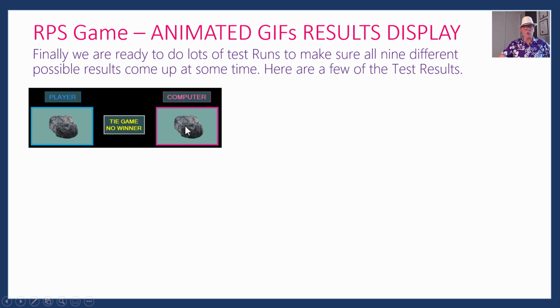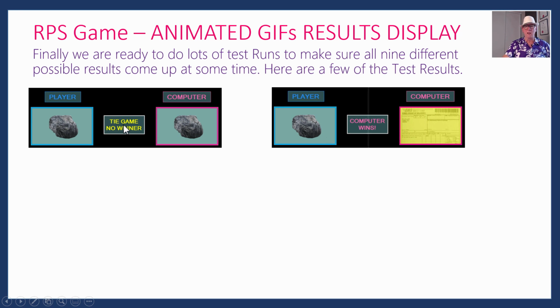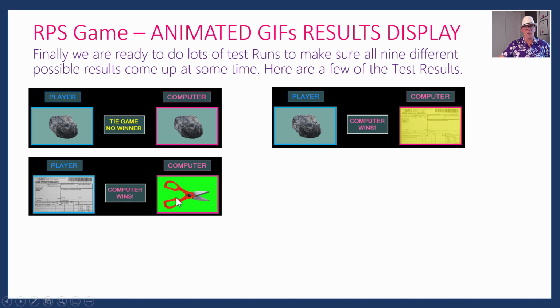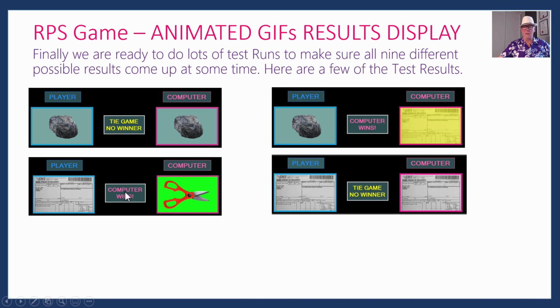So here we go. 2 rocks, tie game, no winner, in yellow font in that middle box, exactly like we wanted. Here we've got a flashing animated GIF here, going all different colors for the computer winning. And here we've got another flashing one because the computer won again. This time it was a tie game, they both picked paper.